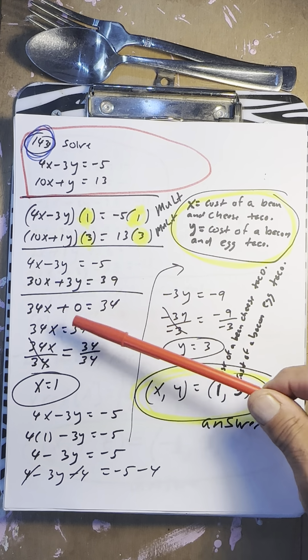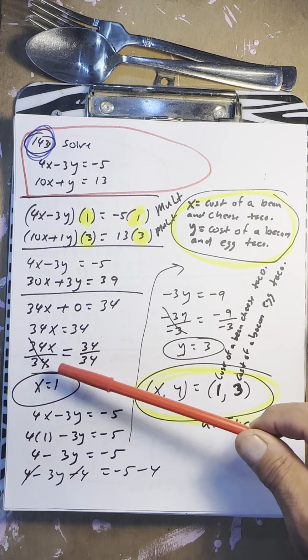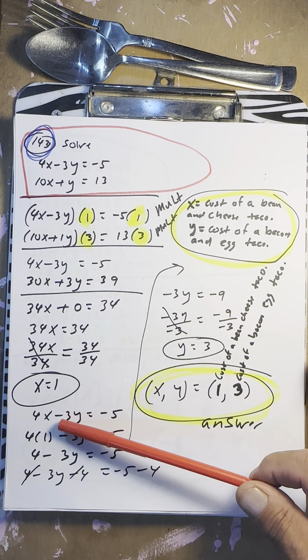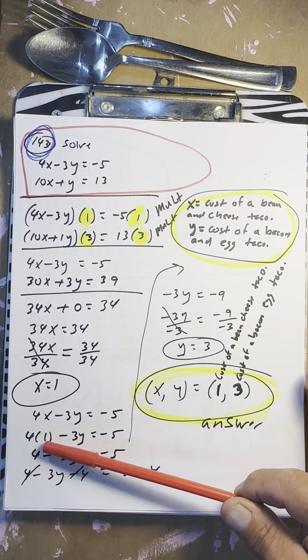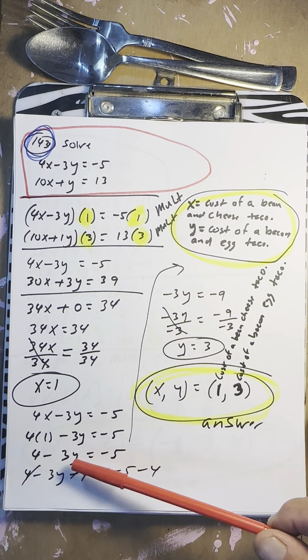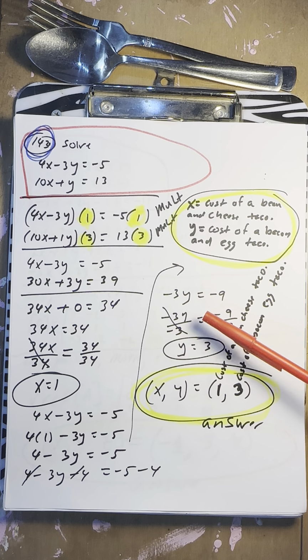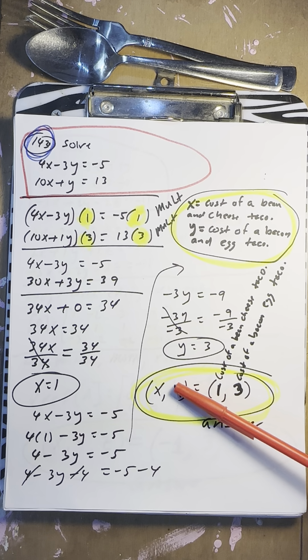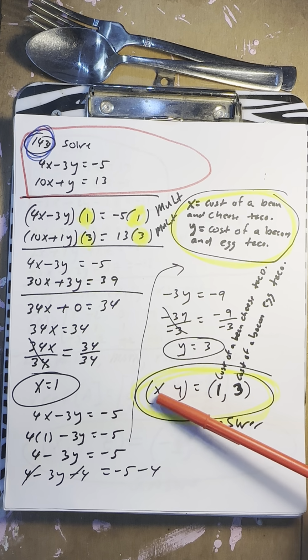34x plus 0 equals this. 34x equals this. Divide by 34. 34x equals 34, so x is 1. Put it back in the original problem up there. 4 times 1 is 4. Minus 3y equals this. Minus 4, minus 4. So minus 3y equals negative 9. Divide by negative 3. So y equals 3. So x is 1 and y has to be 3.